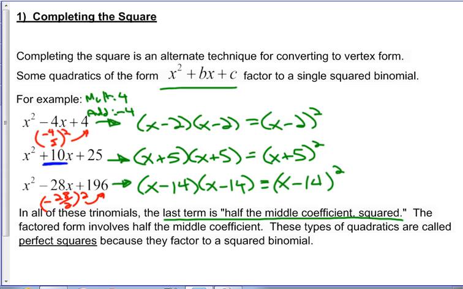The factored form, if you notice, deals with half of the middle term. So here we had a plus 10, and look at this, there was a plus 5 in the factored form. Here we had a negative 4 in the original, there's a negative 2 in the factored form. This had a negative 28, negative 14 in the factored form. That means when we have these perfect square trinomials, we can factor them quickly, as long as we know that they satisfy that condition, that the last term is half the middle squared.